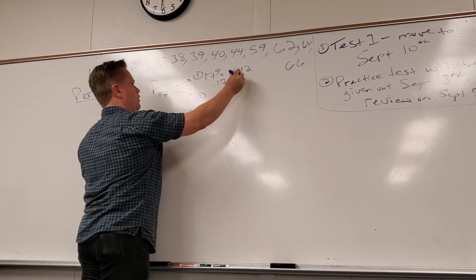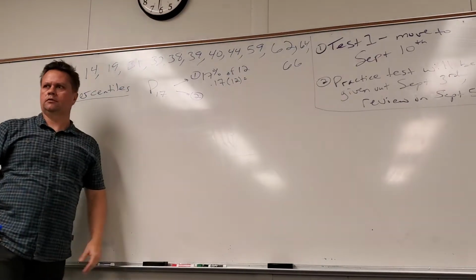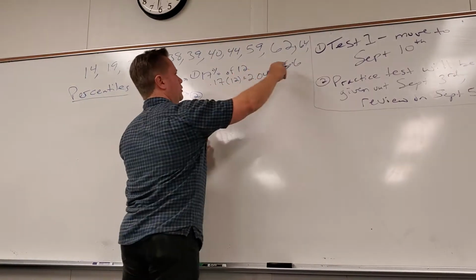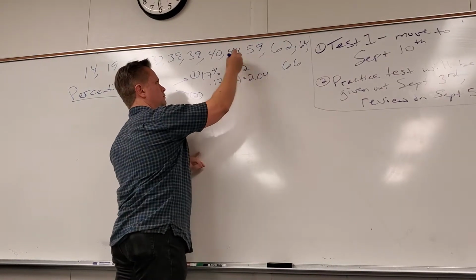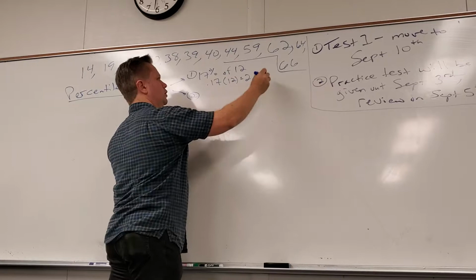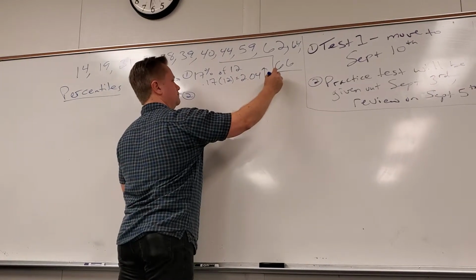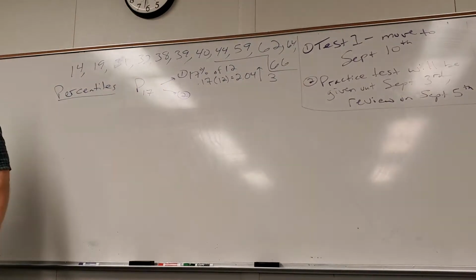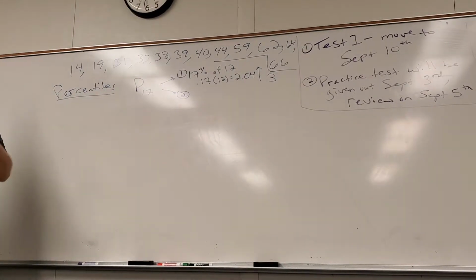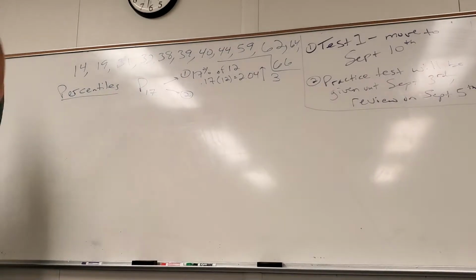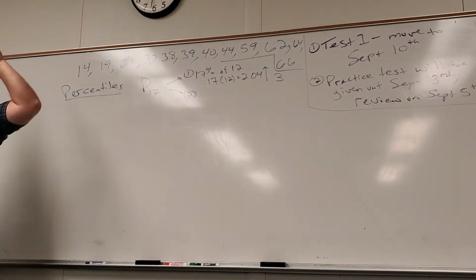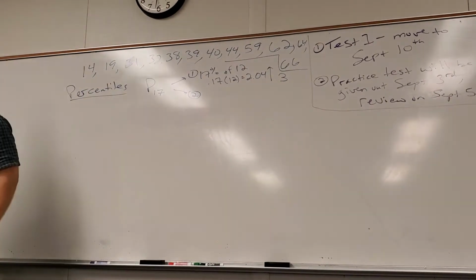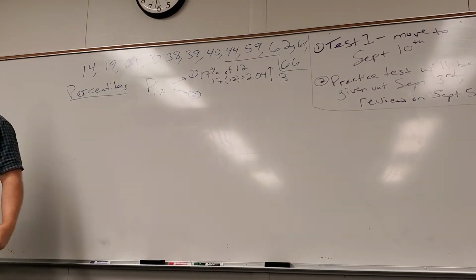So 0.17 times 12 is what? 2.04. 2.04? Yeah. And what do I do with that? So you round it up to 3. Yep. So what are the only two things I can do with that first number? If it's some decimal number, force it up and take that number. If it's a whole number, I average that with the next one. That's the only two things that could happen.